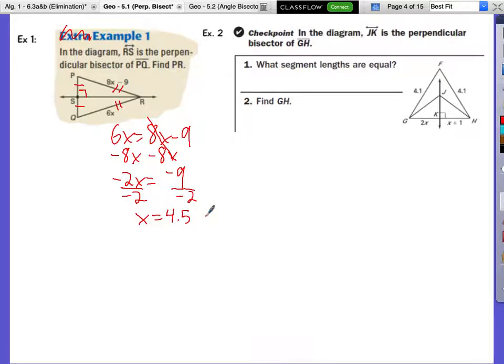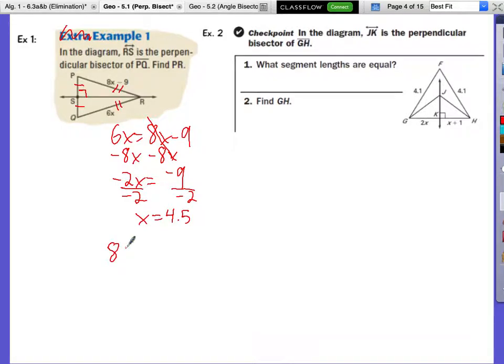Are we given a label? No. Are we told just to find x? We're told to find PR. Thank you, Paige. Somebody was paying attention. A bunch of you just said we weren't supposed to just find x. We were supposed to find PR. How do we find PR now? We found x, William. We have to put it back in. Into where? Into PR, the 8x minus 9, right?